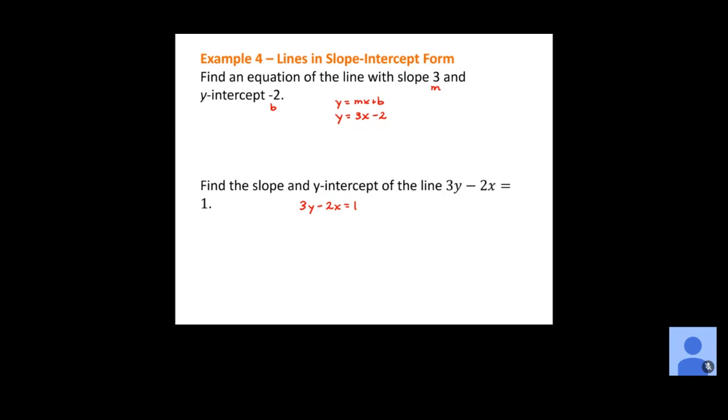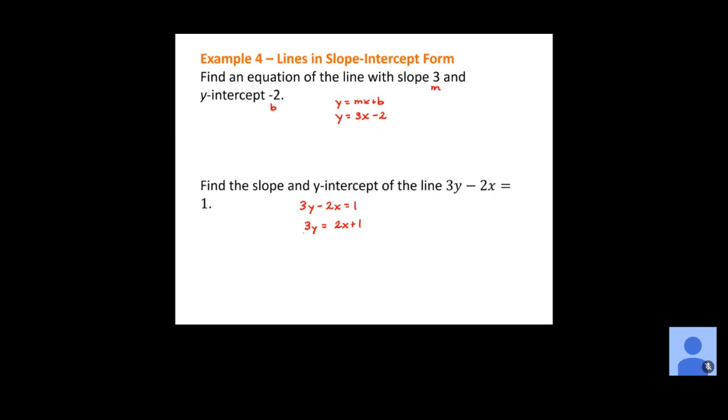Good, right? Set it equal to y, get it in slope-intercept form. So our first step is going to be to add the 2x. So when we do that, we're going to get 3y equals a positive 2x plus 1. Right? Now, what do we need to do next if we're trying to get this in slope-intercept form?